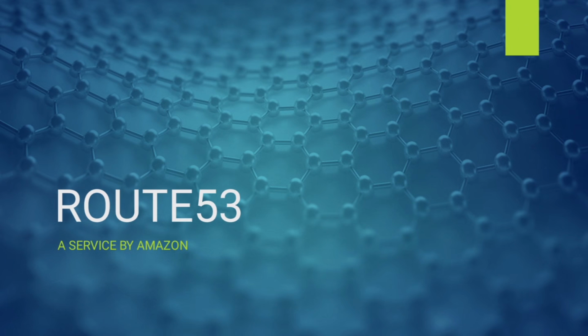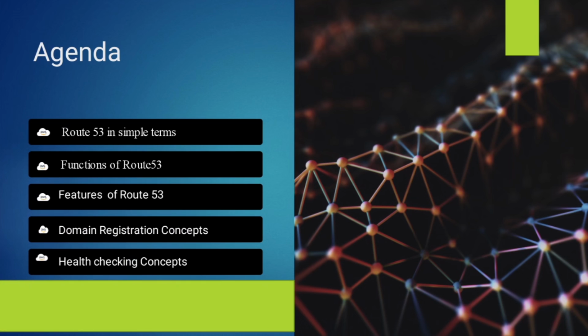And also, it is possible for the developers to control the global traffic through an assortment of routing types, which can be combined with DNS failover, which directs web traffic to a substitute location to prevent site outages. So, the main agenda we are following here is Route 53 in simple terms, functions of Route 53, features of Route 53, domain registration concepts, and health checking concepts.